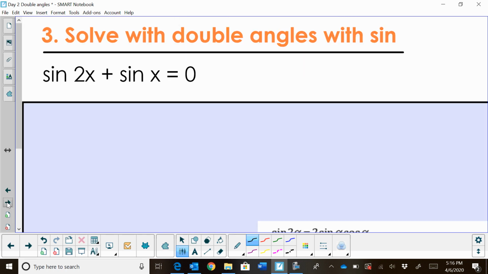So there we go. That's the end of using the double angle formulas to evaluate. The next video will be on solving.